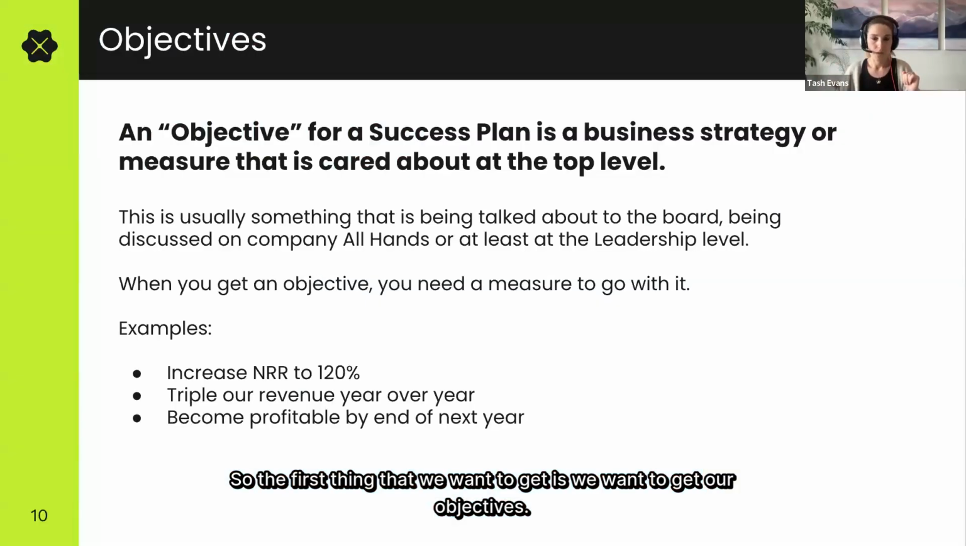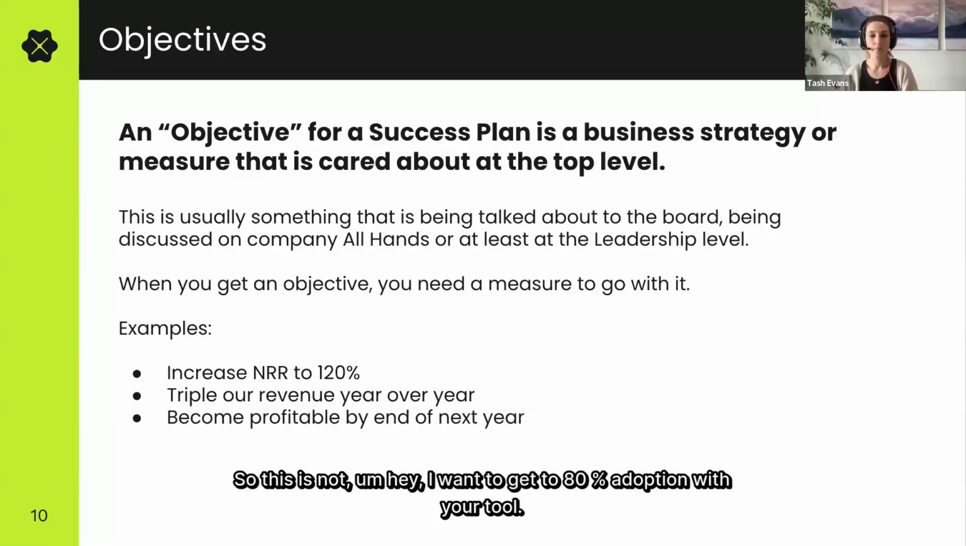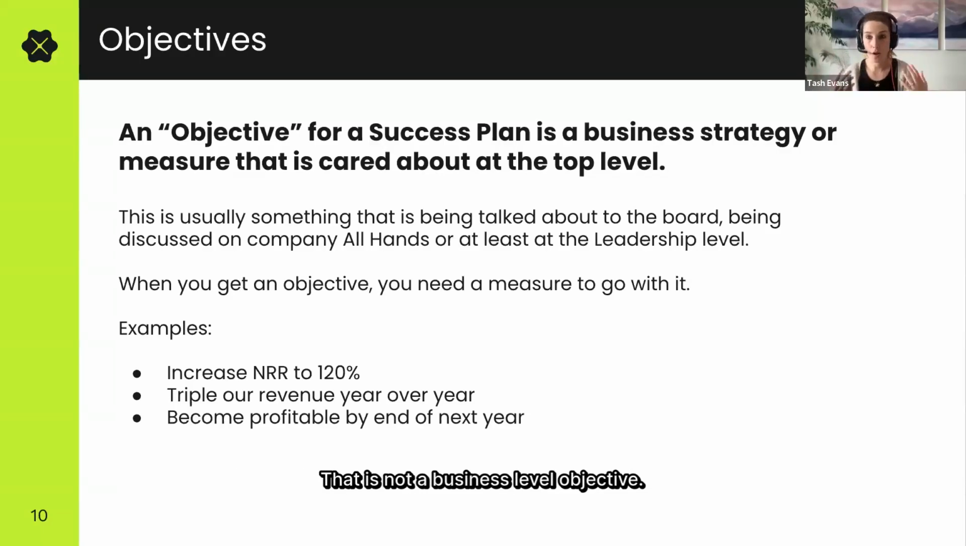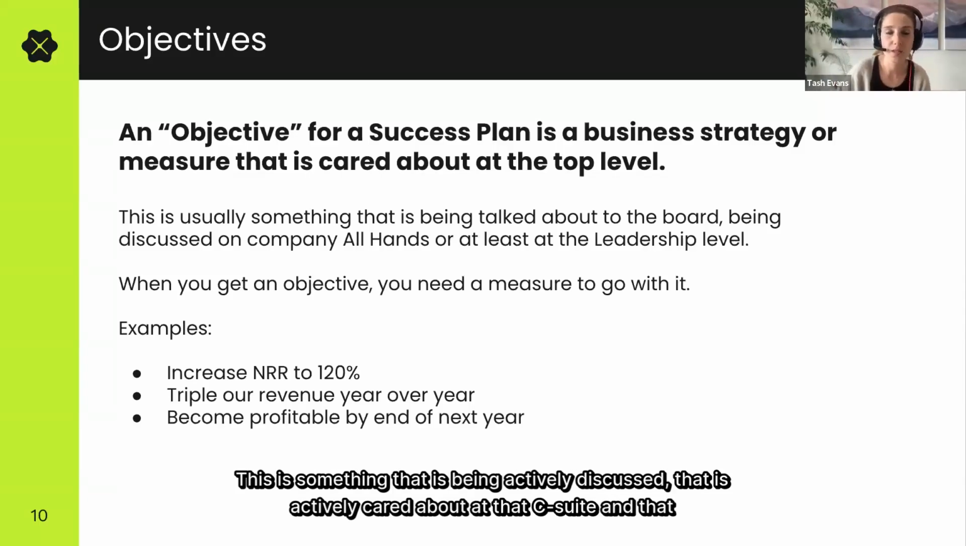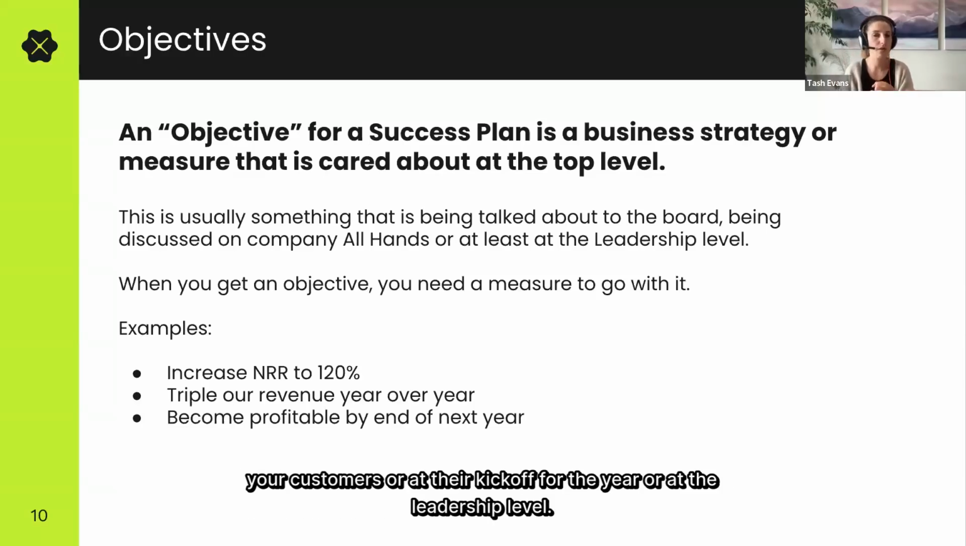So the first thing that we want to get is our objectives. Now, an objective is a business level objective. So this is not, hey, I want to get to 80% adoption with your tool. That is not a business level objective. This is something that is being actively discussed, that is actively cared about at that C-suite and that business level. So this is usually the kinds of things that are being talked about in board meetings or on your company all hands, for your customers or at their kickoff for the year at the leadership level.